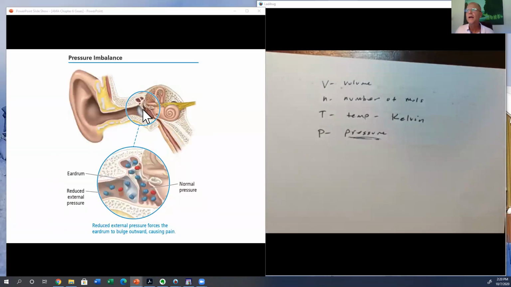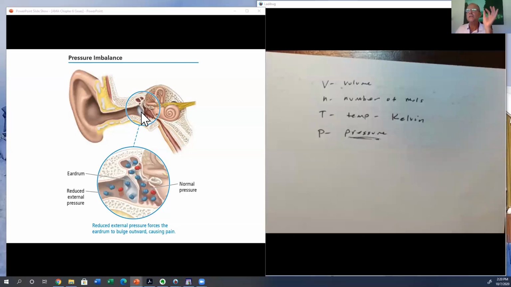okay? You might also have felt a pressure difference in your eardrums when you change altitude, right? When you climb a mountain or when you go up on an airplane. And that's because your ears have pockets of air, and usually the pressure inside your eardrum and outside your eardrum is exactly the same. And so the eardrum is not stressed one way or the other.